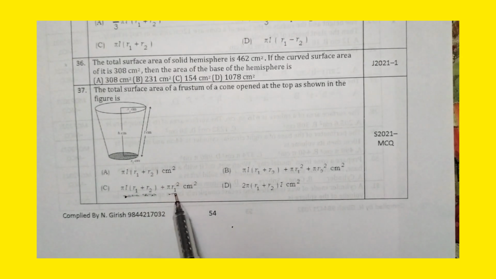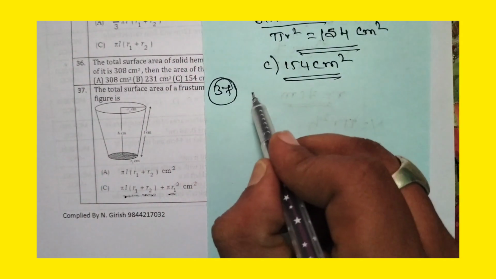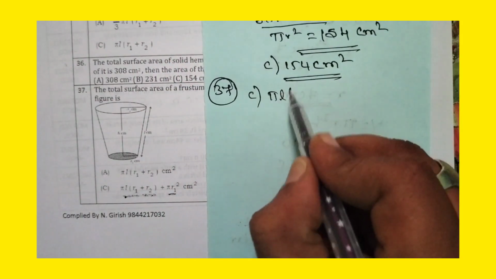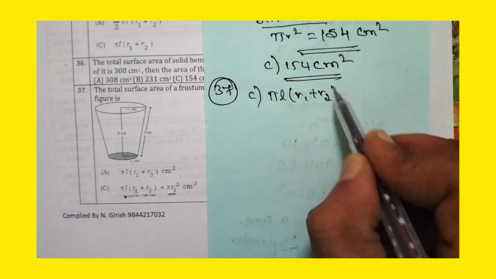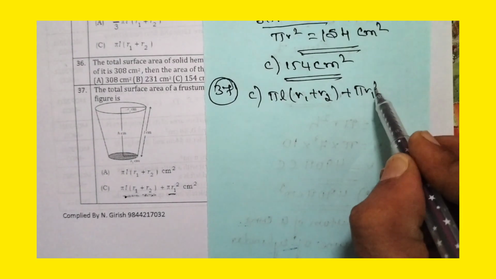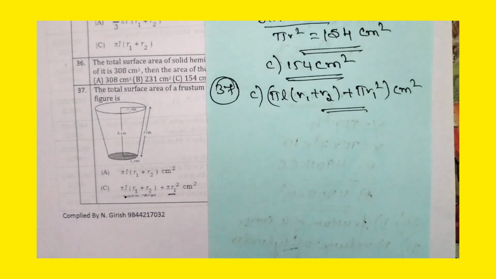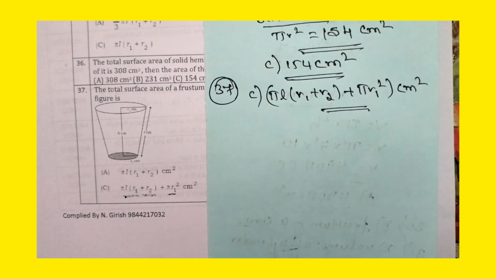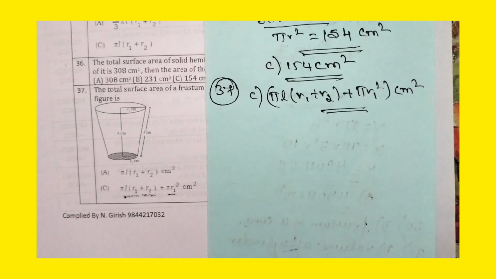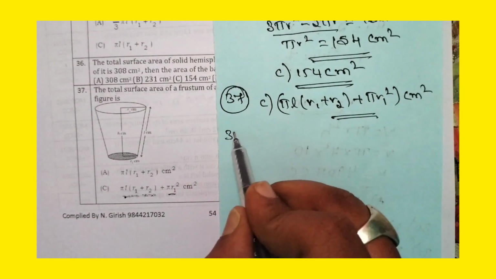ಸೊ ಆಪ್ಷನ್ ಸಿ ನೋಡಿ, ಇದಿಷ್ಟು ಸೇರಿಸಿದ್ರೆ it will become the CSA plus this is the area of the base. So for this 37th question, option C, pi L into R1 plus R2 plus pi R1 square centimeter square. This is the total surface area of the frustum of a cone when one end is opened, that is top is opened. So that is the answer for 37. Now let us move for 38th question.